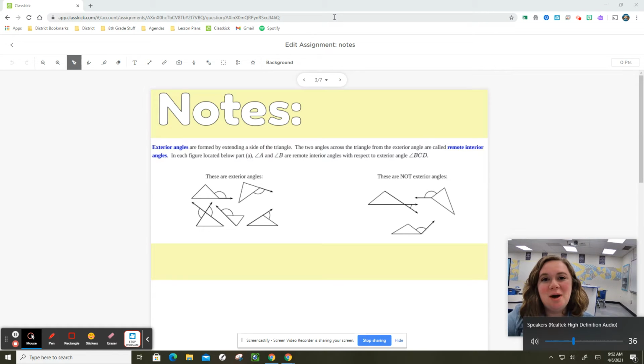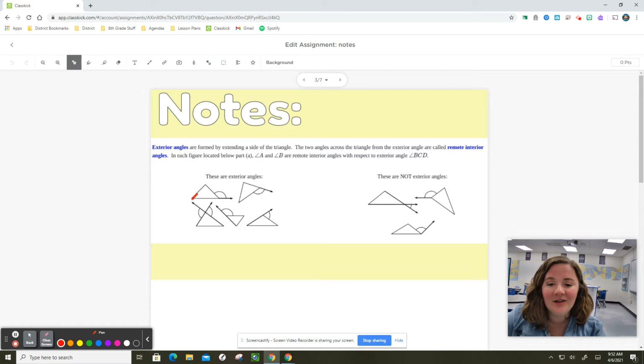So hopefully you have already finished interior angles and how to solve for those when we're talking about triangles. Now we're going to talk about exterior angles and how to solve those angles. Exterior angles are basically formed by extending the side of a triangle. If we look at these examples on the left, we are extending the line almost as if it was a ray going on forever and ever, and then we make an angle between that extended line and the triangle itself. That is how we form an exterior angle.